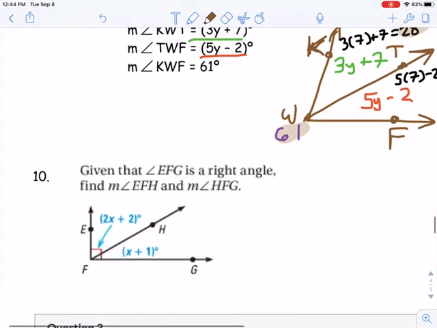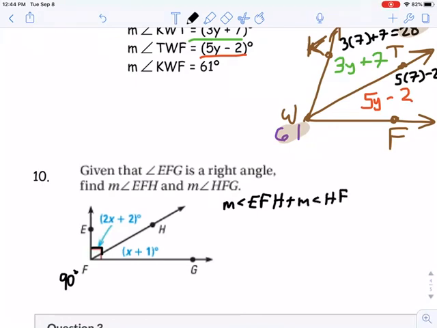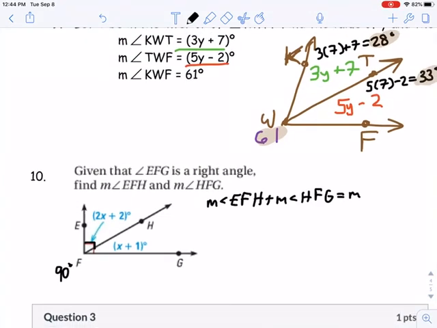Given that EFG is a right angle, so that's 90 degrees. Furthermore, we know because of this box right here. So I've got to find the measures of the two smaller ones. So the measure of angle EFH plus the measure of angle HFG equals the measure of angle EFG.